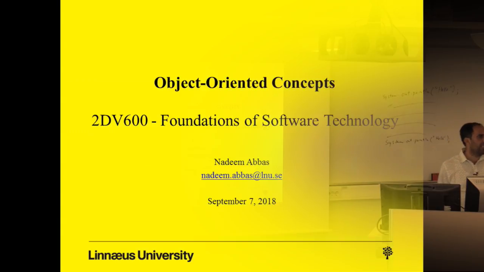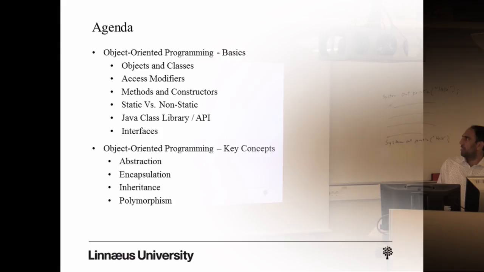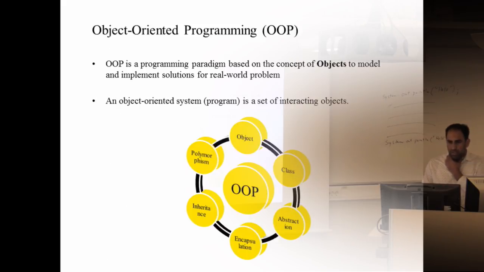This second lecture is about object-oriented concepts using Java. We will first look at some basic terminology used in object-oriented programming, and we'll also have a brief overview of what object-oriented programming is, and then we will talk about some key concepts: abstraction, encapsulation, inheritance, and polymorphism.